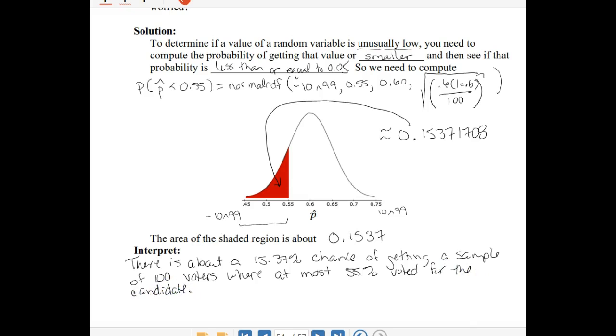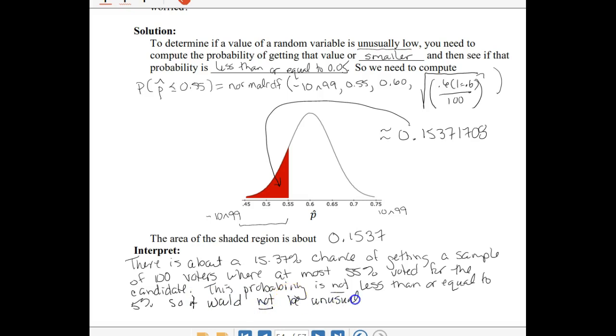All right, this is not less than or equal to 5%. So this probability is not less than or equal to 5%. So it would not be unusual to get a p-hat of 55% if p really is 60%.